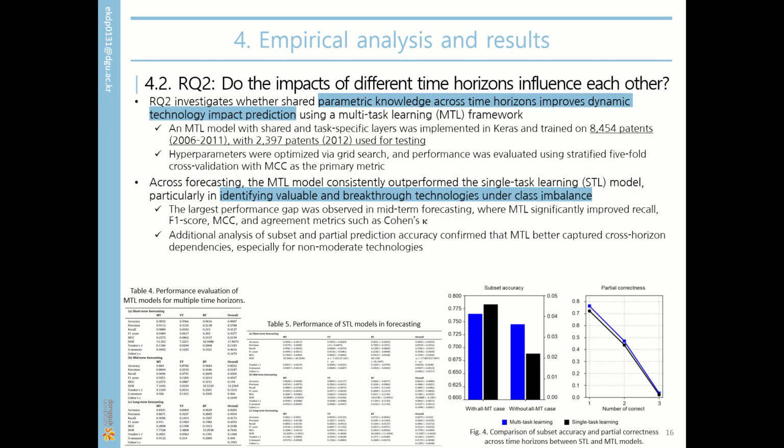The results show that the MTL model consistently outperformed the single-task learning model. In particular, it improved the identification of valuable and breakthrough technologies under class imbalance. The performance improvement was most noticeable in mid-term forecasting, indicating that sharing information across time horizons helps improve prediction accuracy.